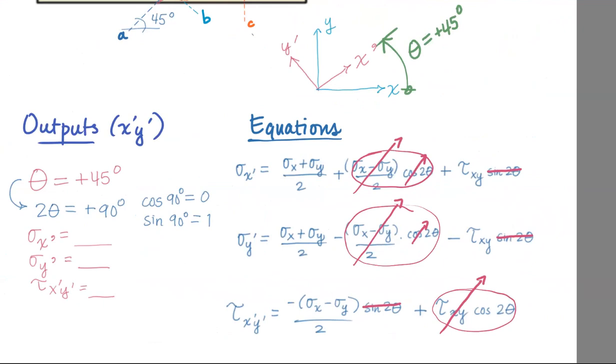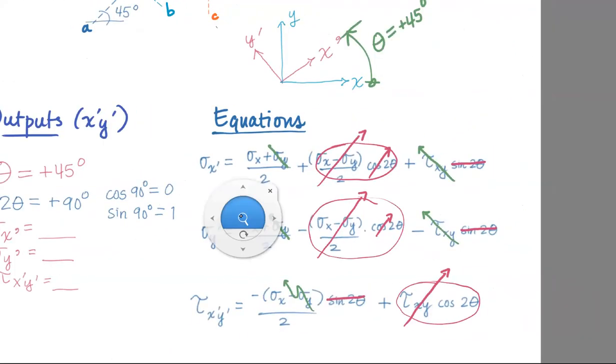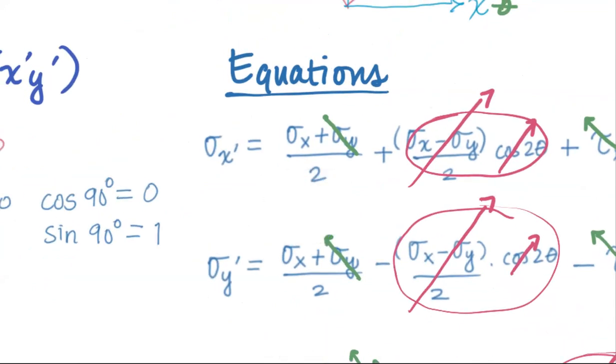I'll go ahead and change my color to green. Okay, so sigma y is zero, tau xy is zero. And now we're ready to actually do the equation. So sigma x we had calculated as 100 megapascals. So we have 100 divided by 2 equals 50 megapascals. That one, of course, is positive or tensile.